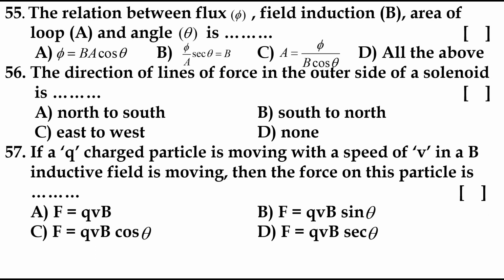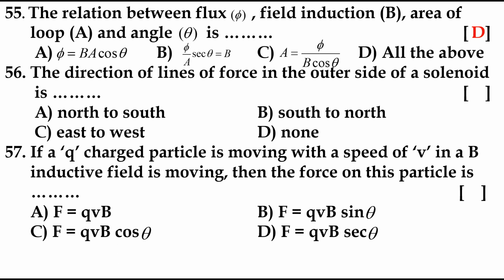55. The relation between flux phi, field induction B, area of loop A and angle theta is A. Phi is equal to BA cos theta. B. Phi by A secant theta is equal to B. C. A is equal to phi by B cos theta. D. All of the above. Option D correct. That is phi is equal to BA cos theta, phi by A secant theta is equal to B, A is equal to phi by B cos theta.